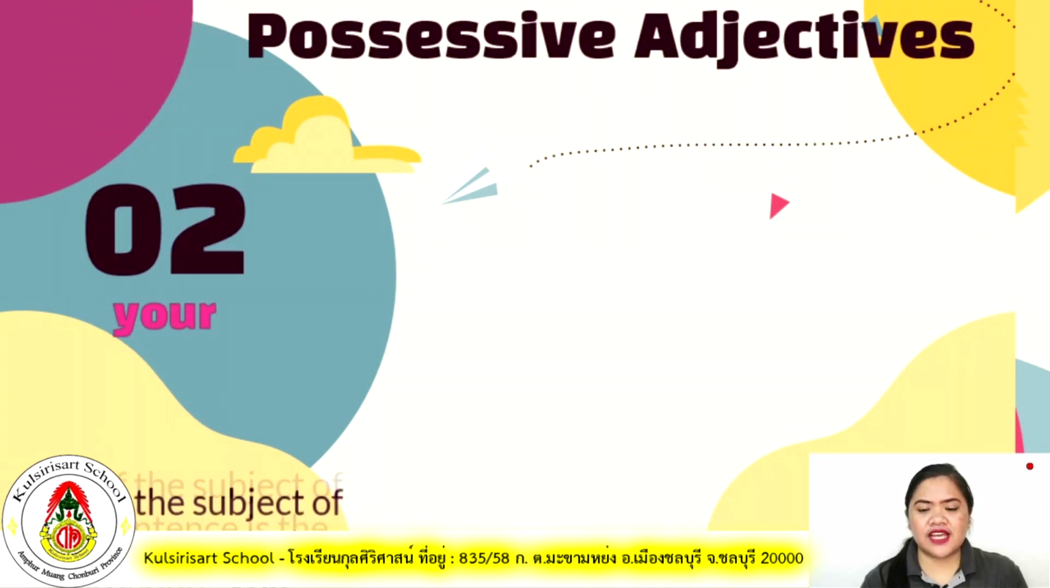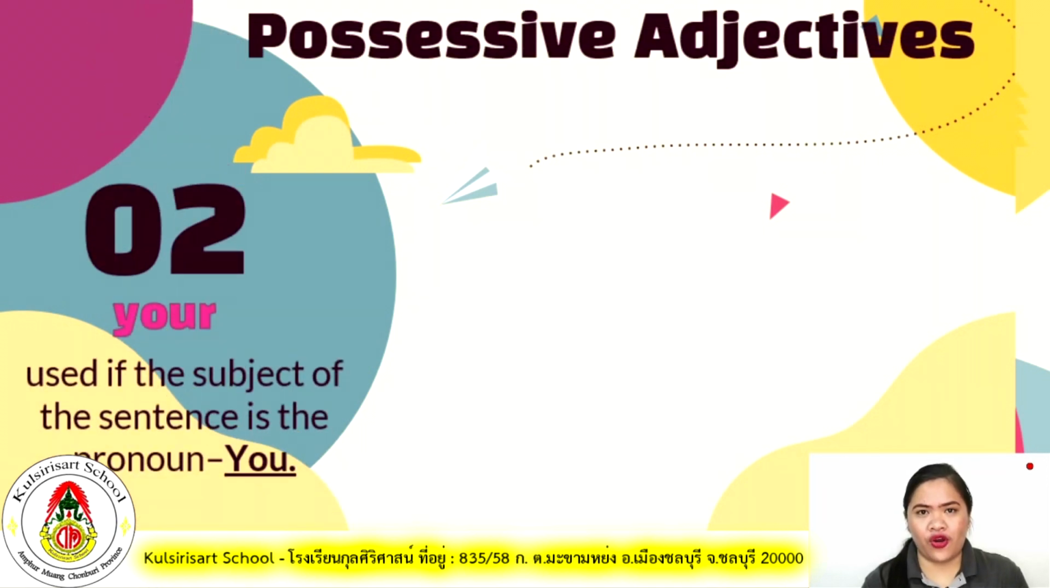Okay, let's proceed to the second possessive adjective. The second possessive adjective is the word your. And when are we going to use your? Let's read. Used if the subject of the sentence is the pronoun you.